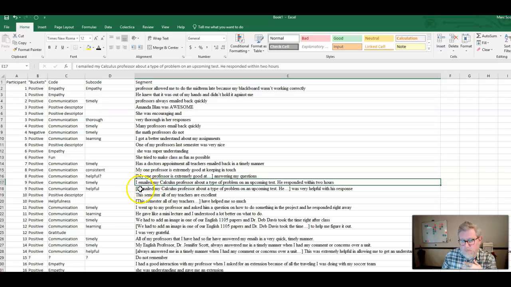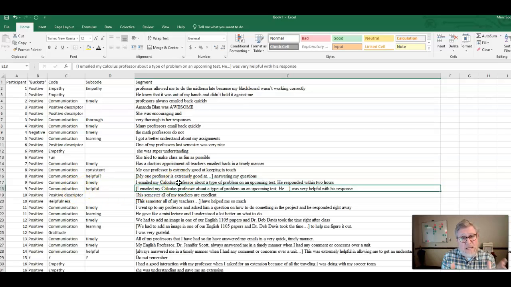So participant 9 said, I emailed my calculus professor about a type of problem on an upcoming test. He responded within 2 hours. So I try to keep as much of this context as possible. So it has the verb. He responded within 2 hours. So that, for me, was communication timely. But then, right after that, the participant wrote that he responded within 2 hours, was very helpful with his response, communication, and helpful. So I'm providing enough of a segment so that I can code and understand the context.